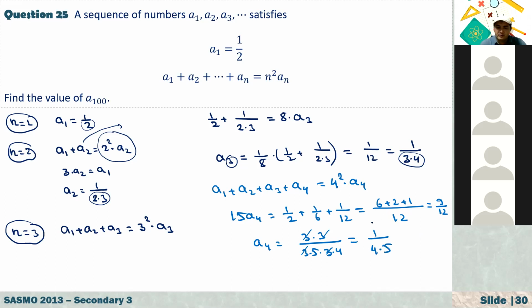So now there's a pattern here. Then from here, what is 100, right? So that's equal to 1 over 100 times 101, which is equal to 1 over 10100.